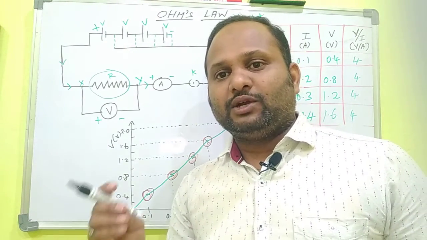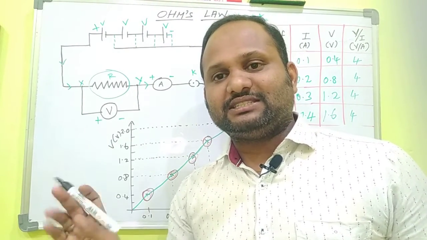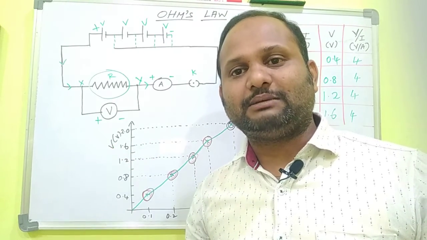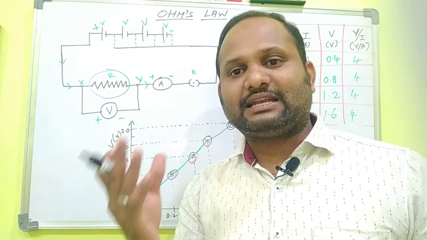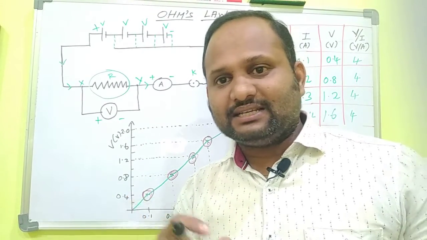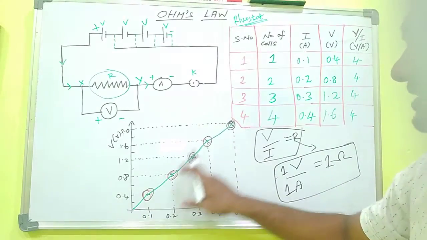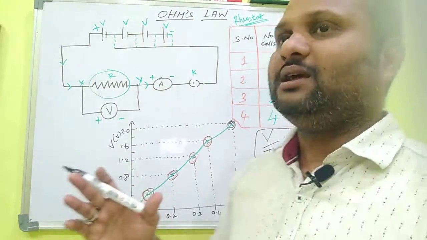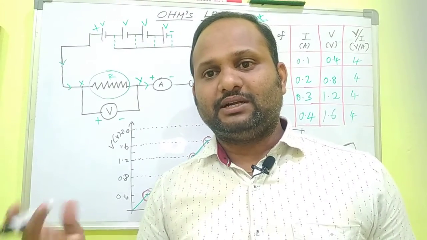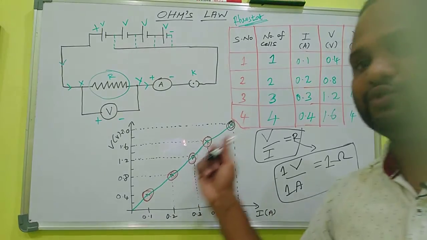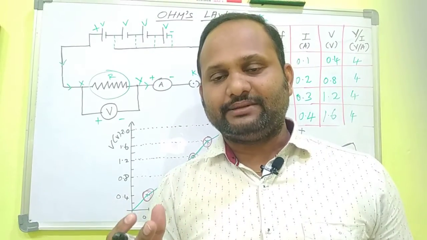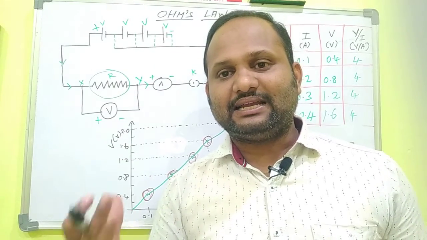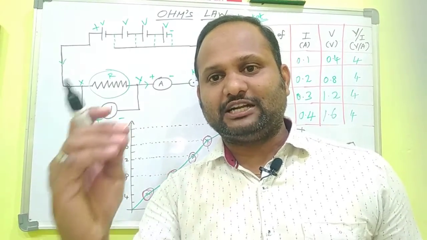The graph between voltage and current at a constant temperature is a straight line. So this proves that at a constant temperature, potential difference is directly proportional to current. If there is any fluctuation, it will not be a straight line. Then voltage and current are not exactly directly proportional. But here it is an exact straight line. This exact straight line shows that the current and the potential difference are directly proportional at a constant temperature.